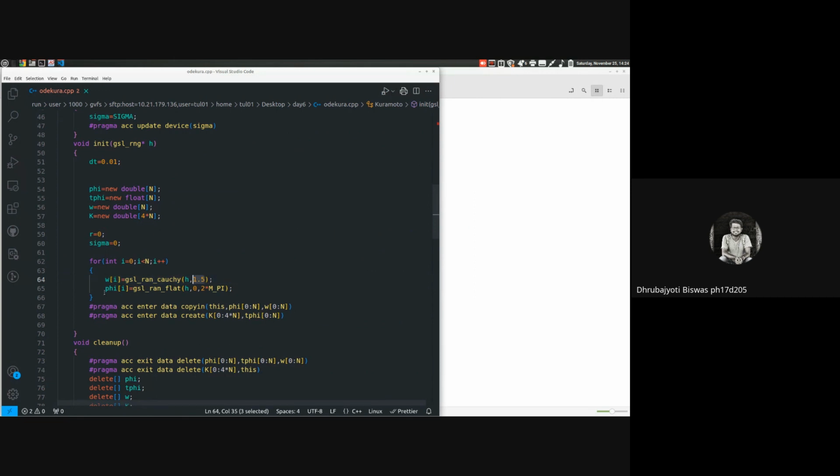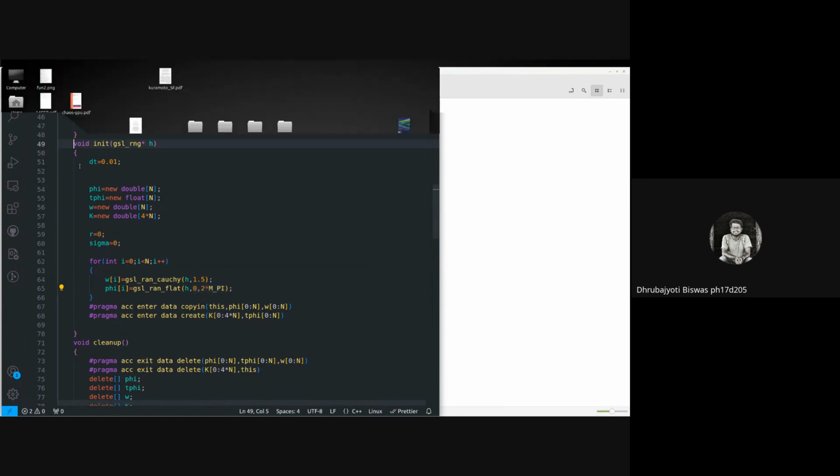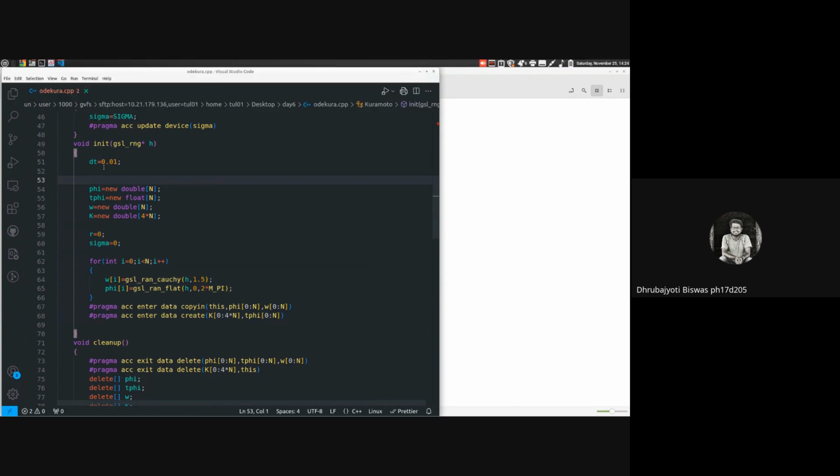Also, I have chosen my phases, the phi's, and I am initializing them with a random number between 0 and 2 pi. This is how you initialize a Cauchy distributed random variable, and this is how you get a random variable whose distribution is flat, and the flat distribution is between 0 and 2 pi. The phases are between 0 and 2 pi. So this is in the initialization function. I have put my dt, my time step, as 0.01. So I will be taking time steps of 0.01 to solve my ODE.